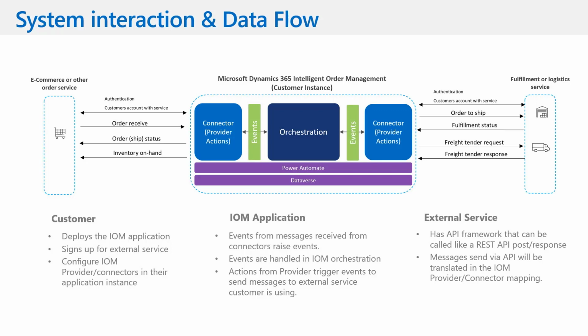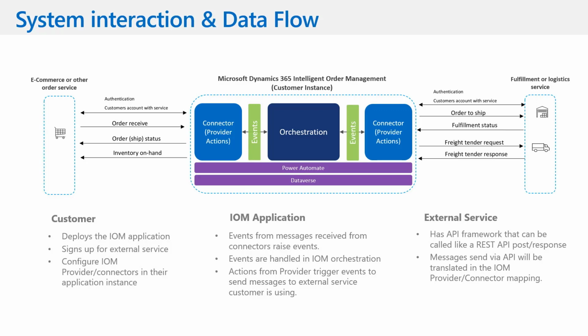We can then get status information back from that logistics provider, which can raise another event through that provider action, and in which we can use the orchestration to raise another event and call that provider action to send, for example, that status back out to that e-commerce. So the overall provider concept of the actions allow us to orchestrate the communication between the different services that we might have in our environment.